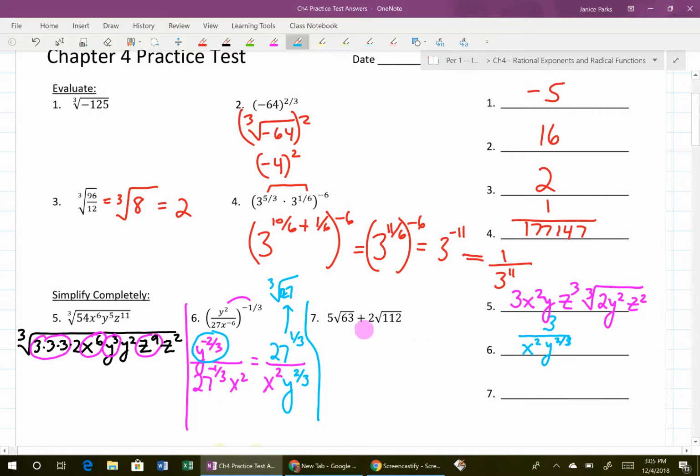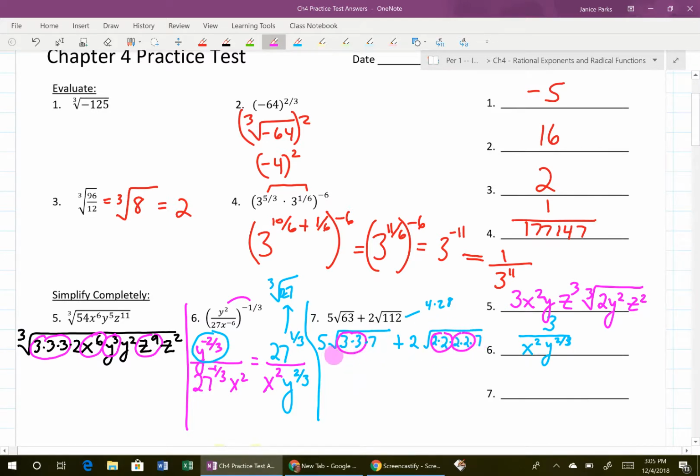For number 7, whenever you're adding or subtracting radicals, you must do them completely separately. So you have to keep them separate from each other. So that becomes 3 times 3 times 7. 112, you may divide that by 4, is 4 times 28. So that's going to be 2 times 2 times 2 times 2 times 7. Again, these are square roots.